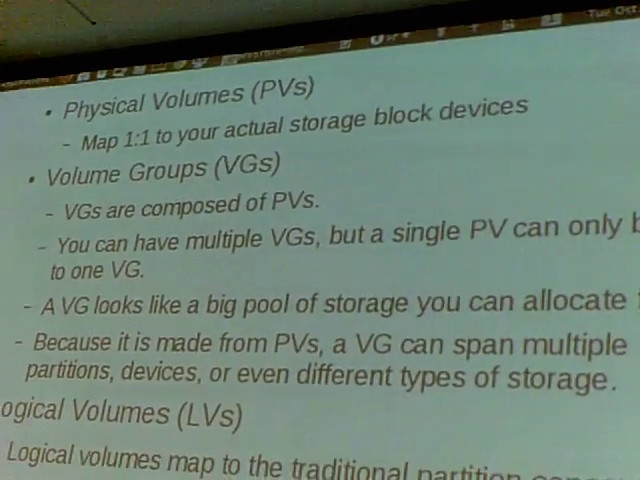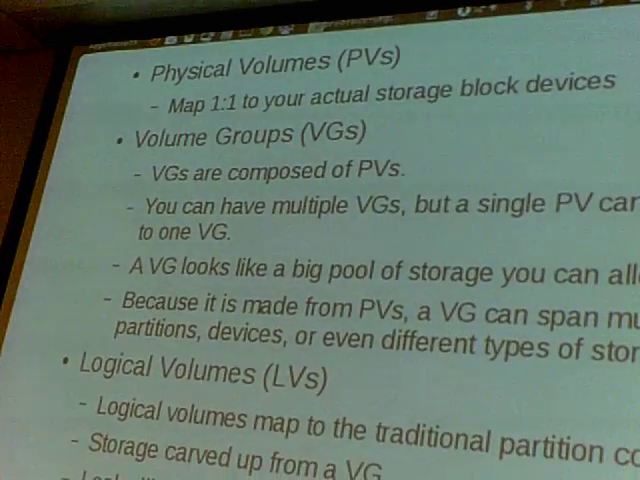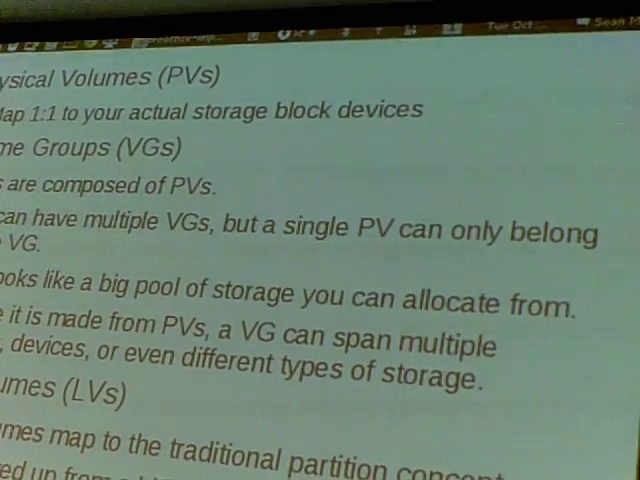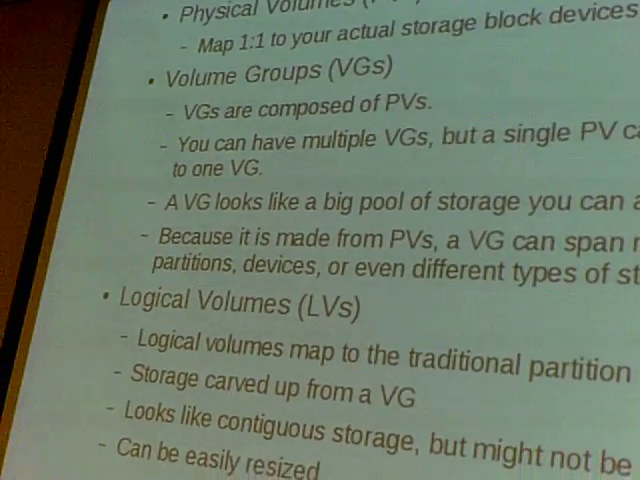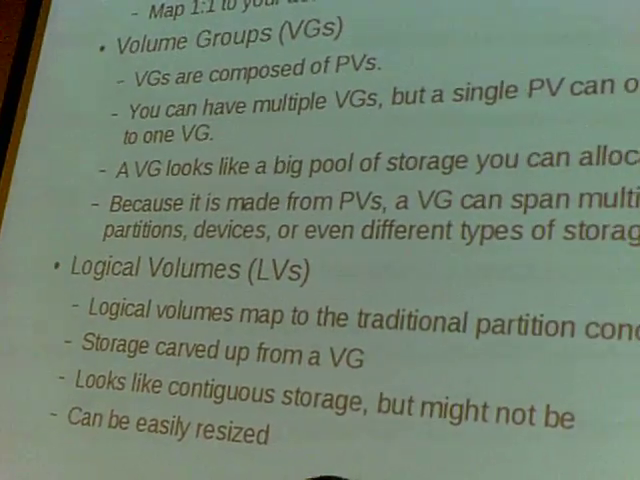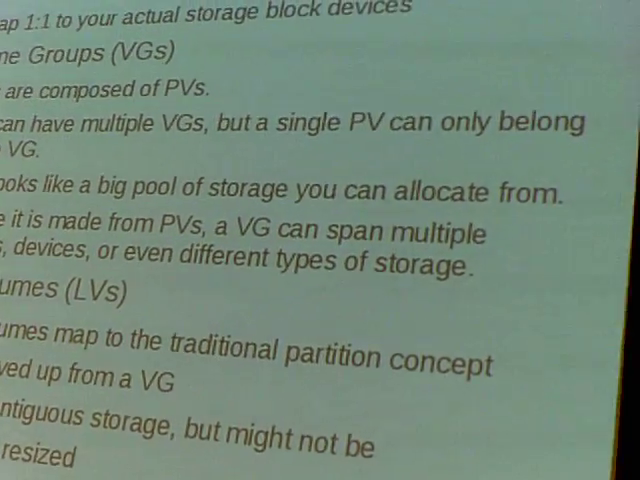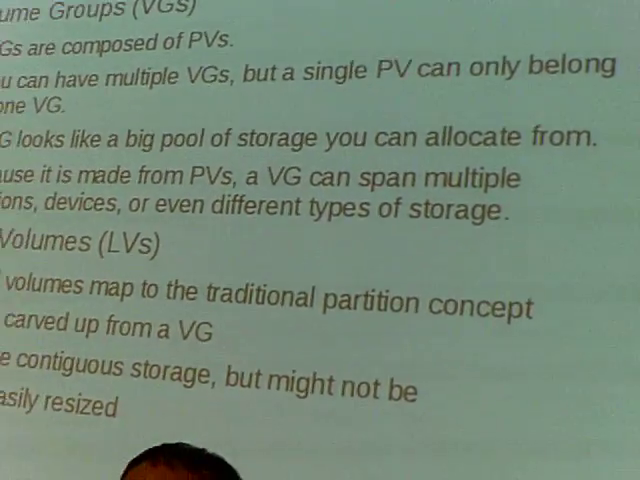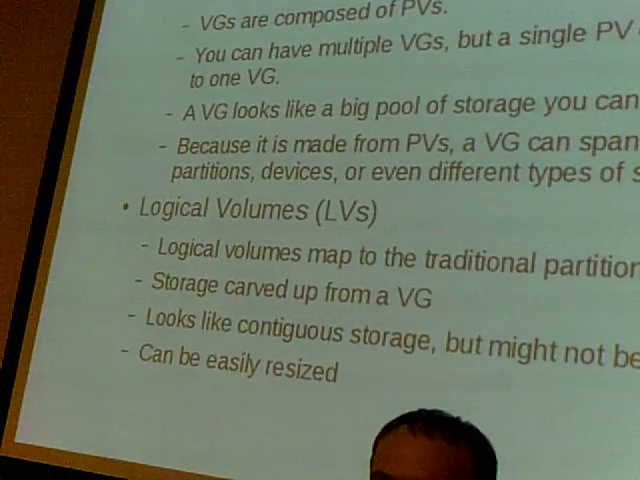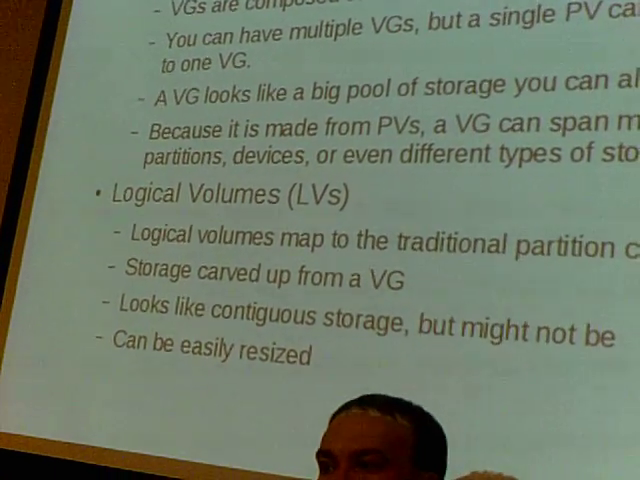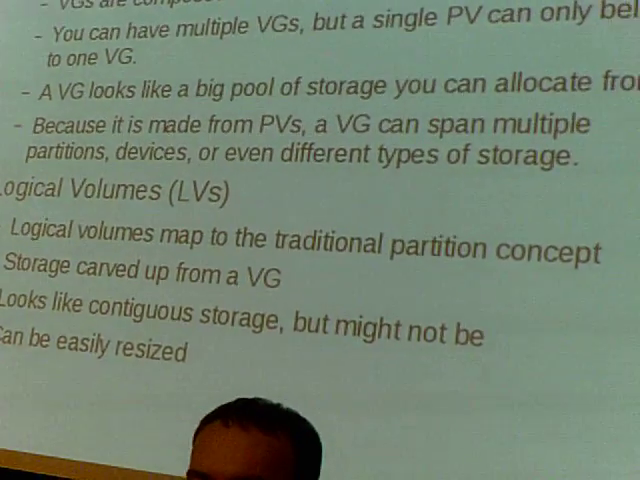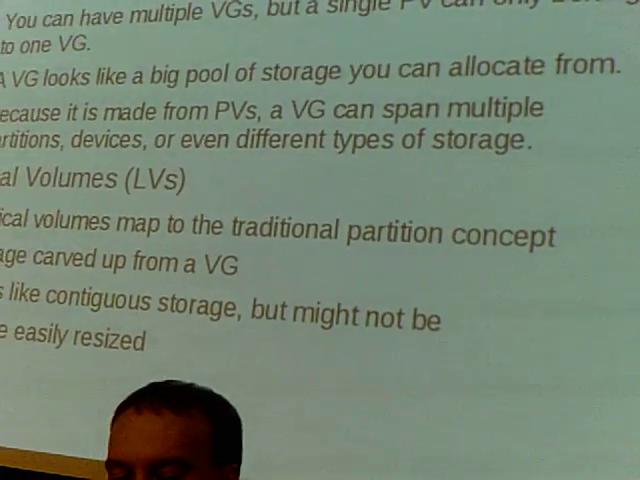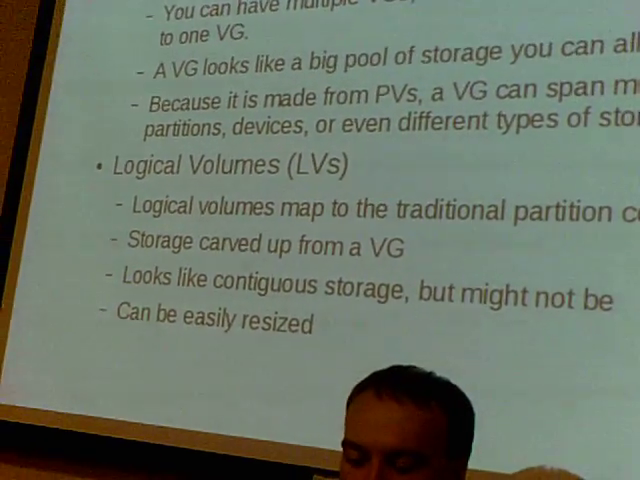Physical volumes essentially map one-to-one to your actual storage block devices. So be it a partition table, an entire drive, an encrypted loopback device, anything that you can address as a block device, you turn that entire block device into a PV. You can't carve it up any smaller. If you need to carve it up smaller, then you're back to using partitions or some other way of dividing it. Volume groups are collections of PVs.